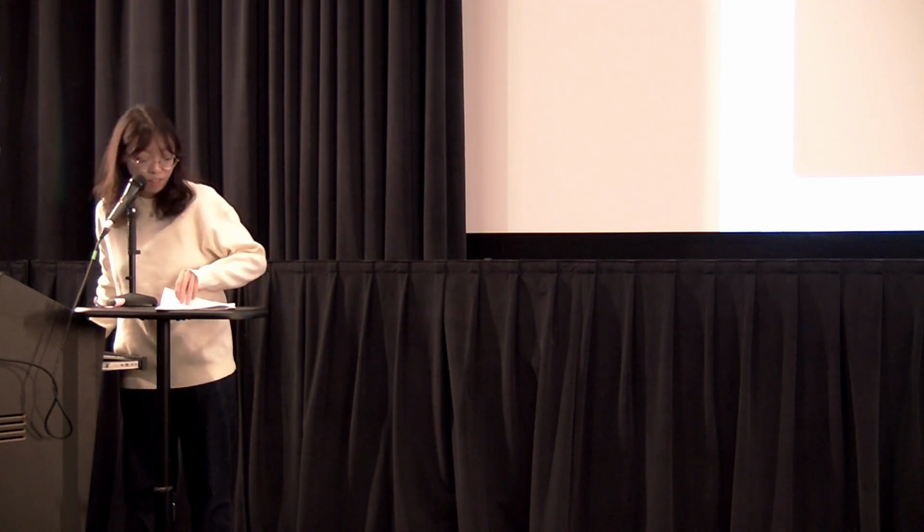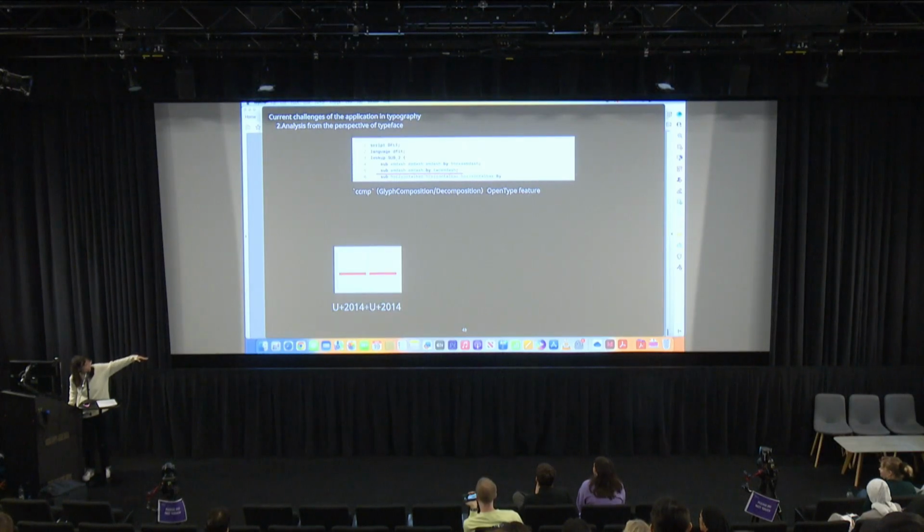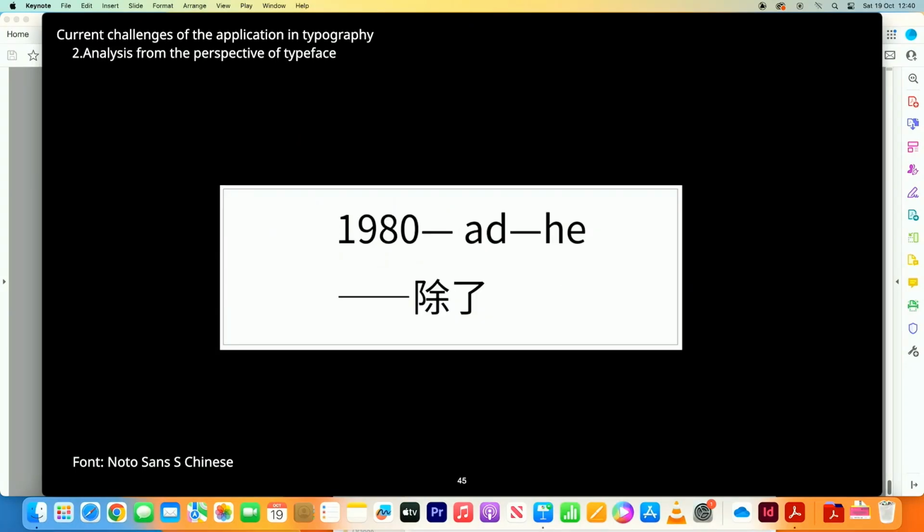A good example is Noto. Noto Sans Simplified Chinese has this CCMP OpenType feature, and it allows this dash to be substituted with an alternative, an ideal double dash, and in the same condition, it won't break in the middle. And you can also just adjust the spacing, the distance between this punctuation mark and the character.